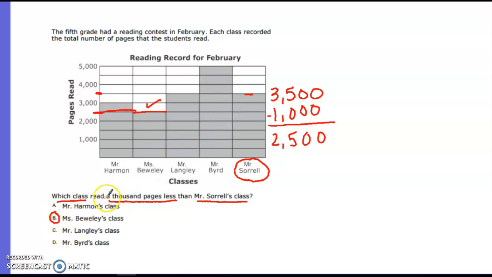So we just paid very close attention to what the problem said and what it was asking us for. We noticed it said less than Mr. Sorrell's class, so we compared Mr. Sorrell's class to the other classes based on how many they read.